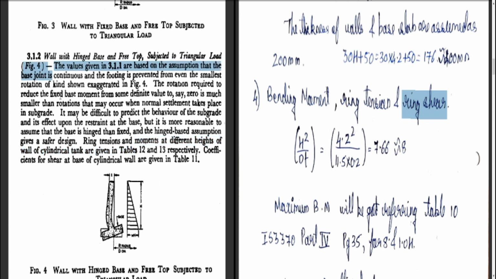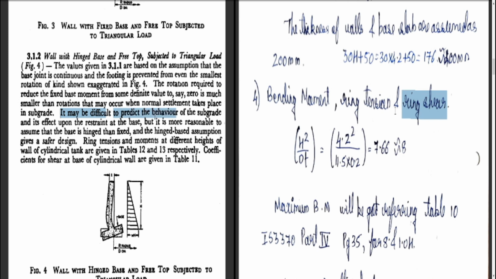So this is the figure 4, you can see here. So this is again the diagram for figure 4, wherein the walls are hinged base, free top and subjected to triangular load. So let us see, the values given in 3.1.1 are based on the assumption of the joint and the footing is prevented from even the smallest rotation, as shown in exaggerated form in figure 4. The rotation required to reduce the fixed base moment from some definite value to say 0 is much smaller than rotation that may occur when normal settlement takes place in subgrade.